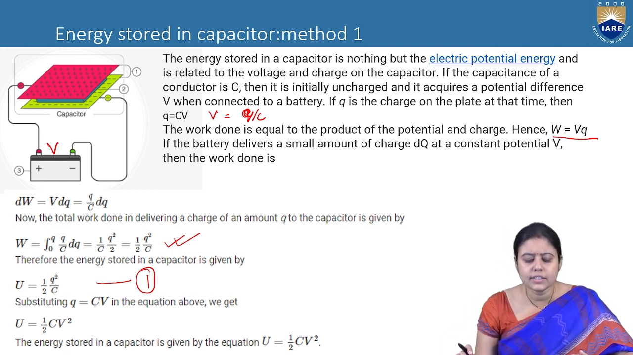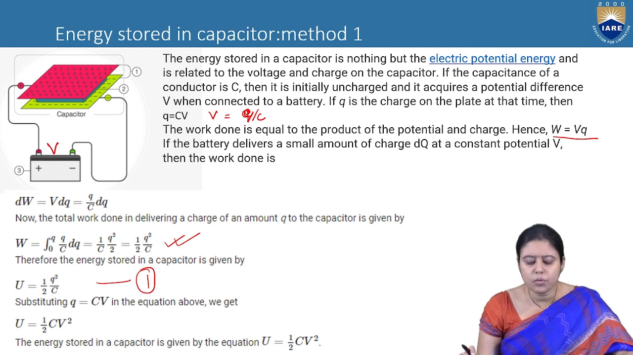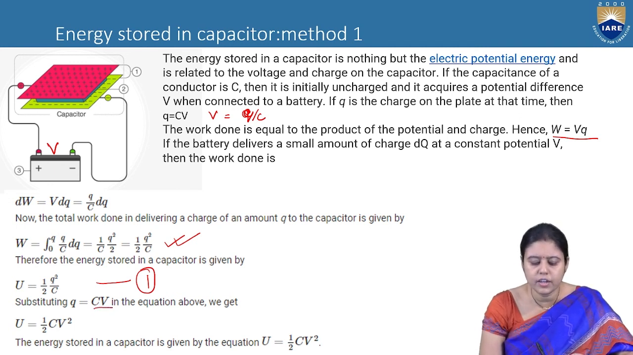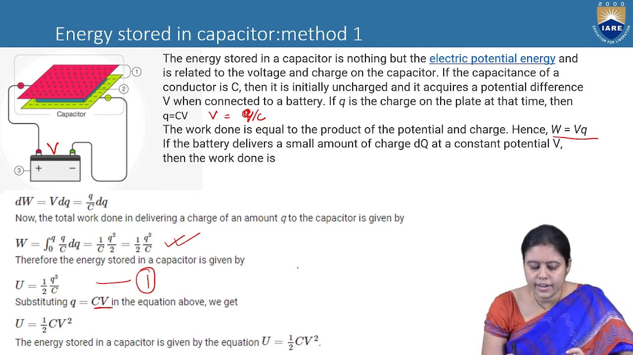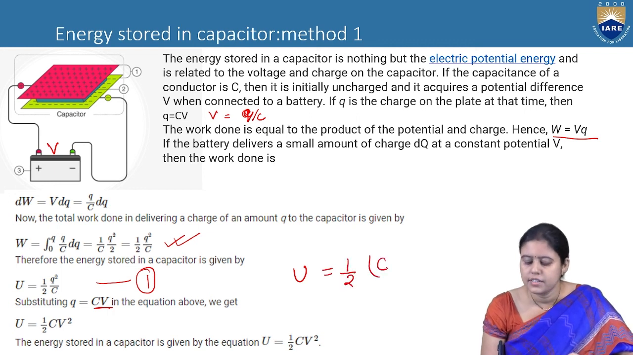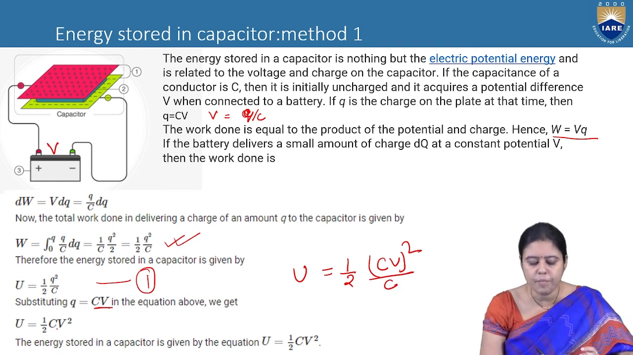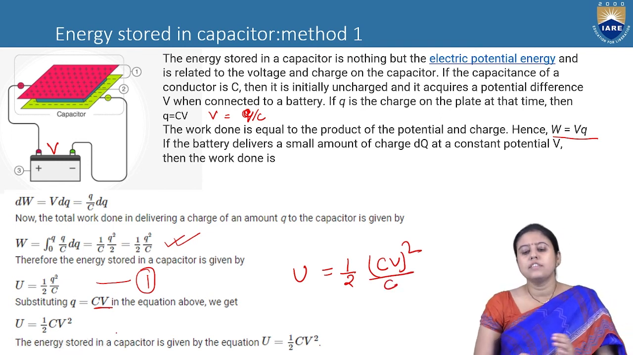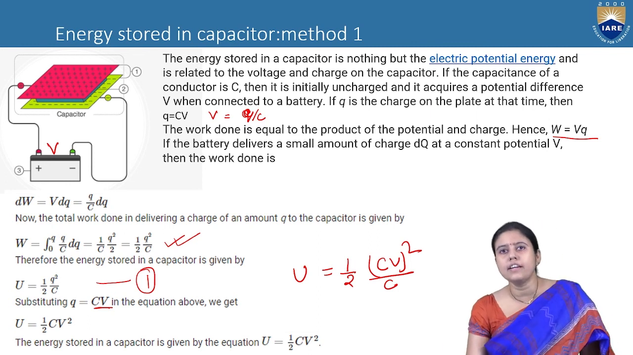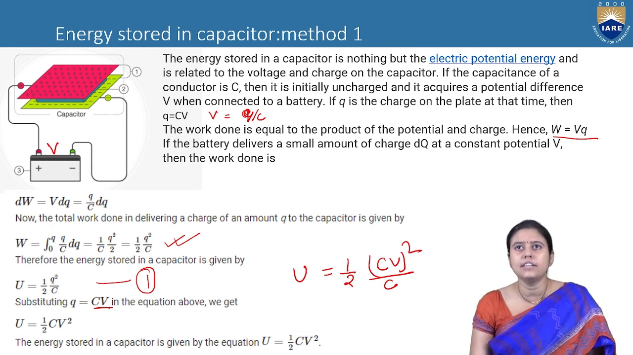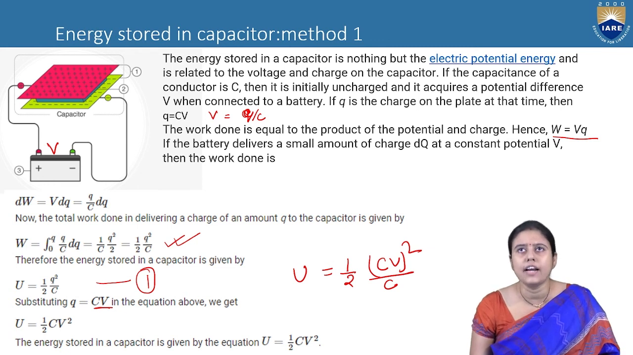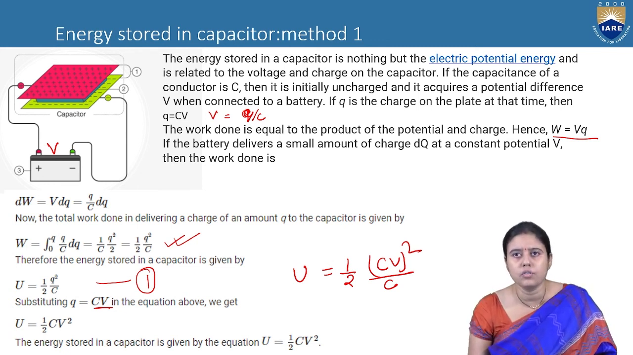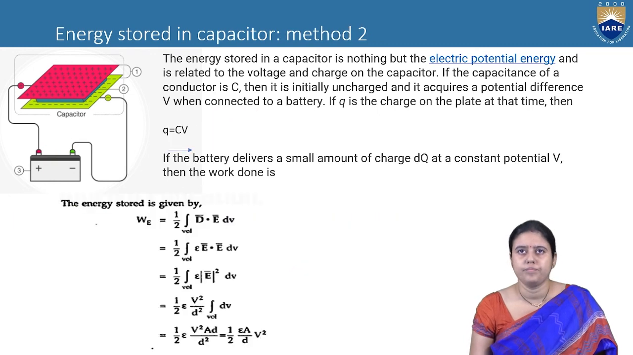Now, what is Q by C? Q is equal to C into V. So if we write total energy U is equal to half CV squared by C, it is coming half CV squared. So this is the easy method to understand the total energy in a capacitor. The total energy stored in a capacitor is equal to half CV square.